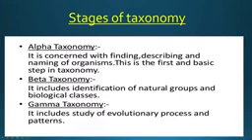In case of beta taxonomy, it includes identification of natural groups and biological classes. In the gamma taxonomy, it includes study of evolutionary process and patterns. Here, again we will try to learn the relationship of the taxonomy and systematics more clearly.